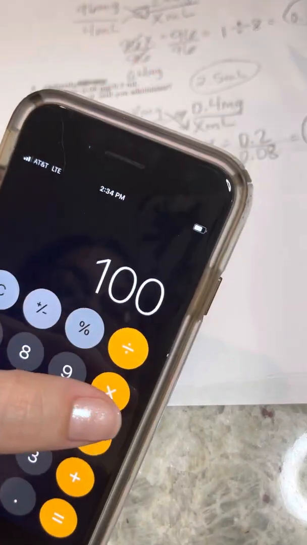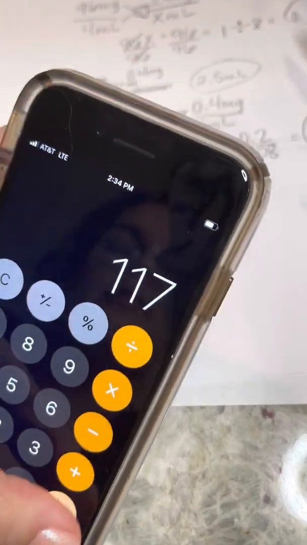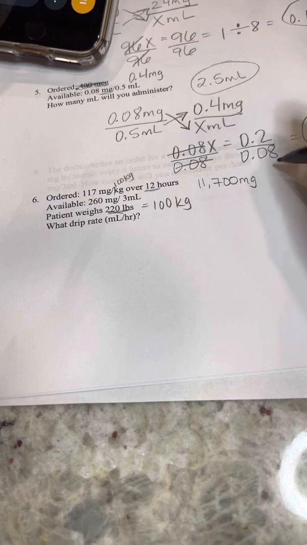I always just write it up here so that I don't forget to multiply these, because we need 117 milligrams per every kilogram. So we're going to multiply those. 117 times 100 is 11,700. 11,700 milligrams. For our patient's weight, this is how many milligrams they need. And this is still over 12 hours. We don't want to forget that that's there.